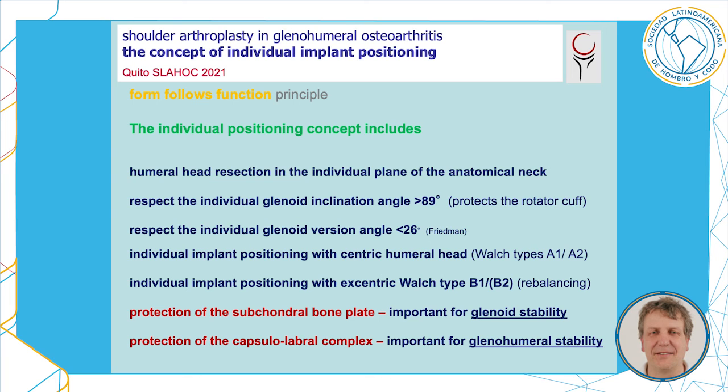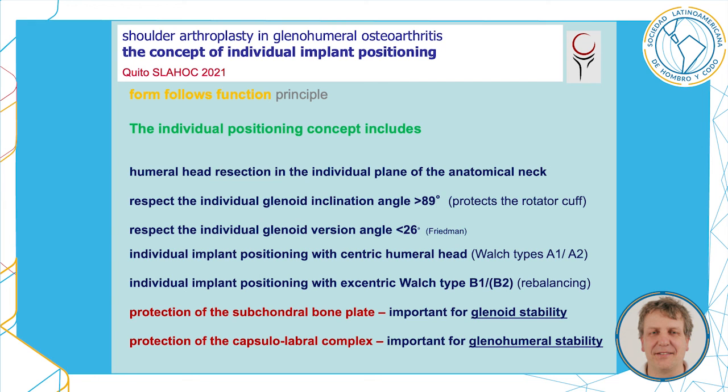In summary, based on the principle of form follows function, the individual positioning concept includes a resection of the humeral head in the individual plane of the anatomical neck in order to preserve individual length of musculotendinous units. You have to respect the individual glenoid inclination angle to protect the rotator cuff. You should respect the individual glenoid version angle in order to protect ligamentous balance, and individual implant positioning with centric humeral head and the total shoulder is perfect, as well as individual implant positioning with eccentric Walch type B1 and some of the B2 eccentric shoulders, because they will rebalance.